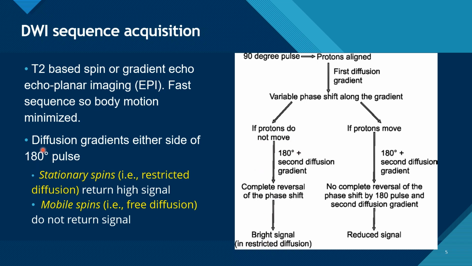So when we apply diffusion gradients on either side of the 180-degree pulse, we expect a higher signal from stationary protons and a much lower signal from mobile protons.